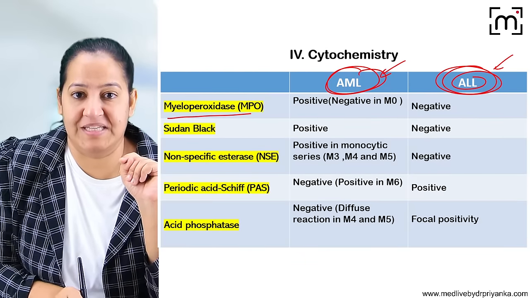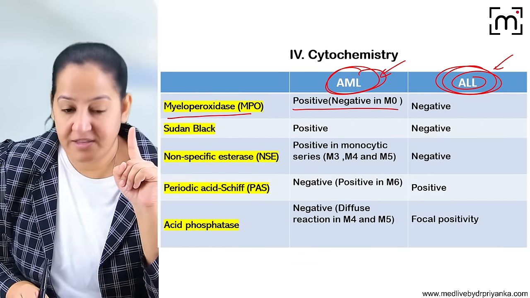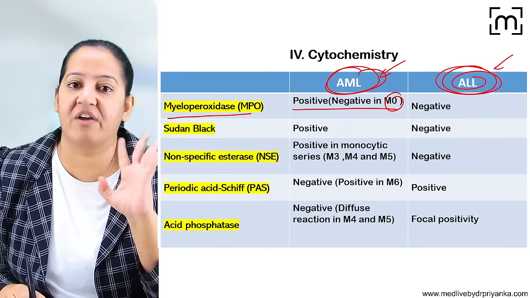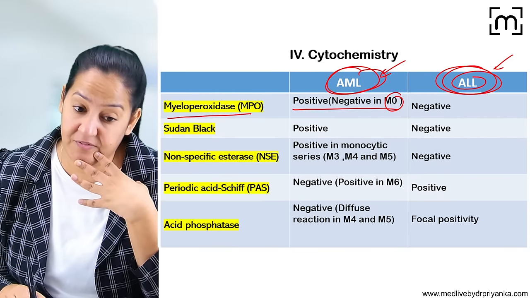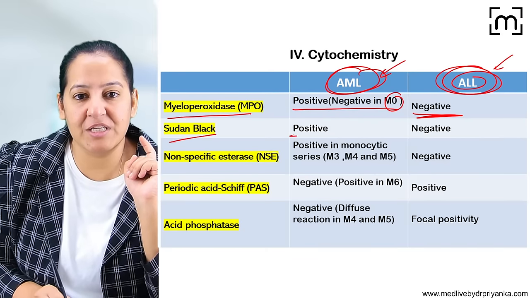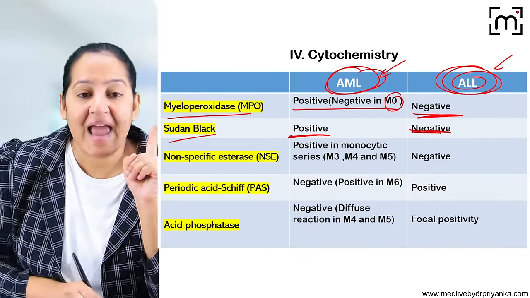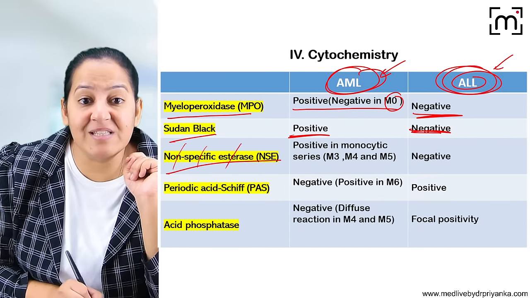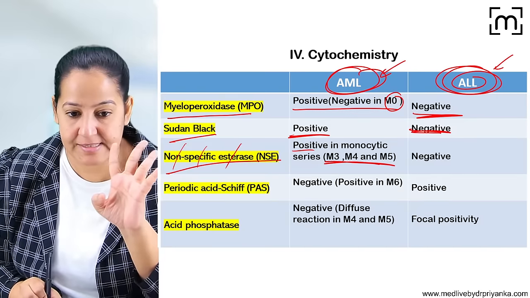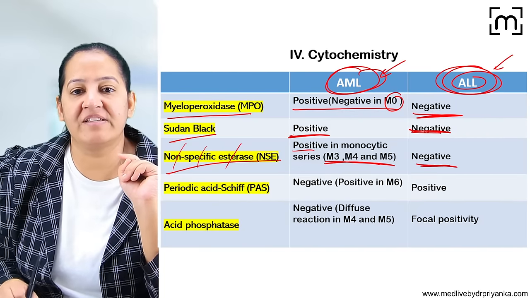MPO, myeloperoxidase. It is positive here. There are 8 types. It is negative in M0 and except M0, it is positive everywhere from M1 to M7. But it is negative in M0. And here it is always negative. Sudan Black, it is positive in AML, but it is negative in ALL. NSE is non-specific esterase. Please learn NSE. It is positive only in M3, M4, M5, not others. But it is always negative here.